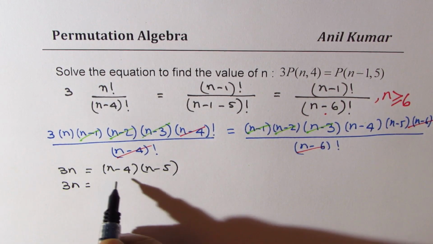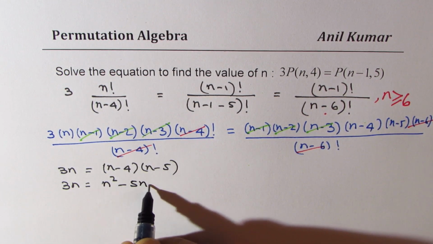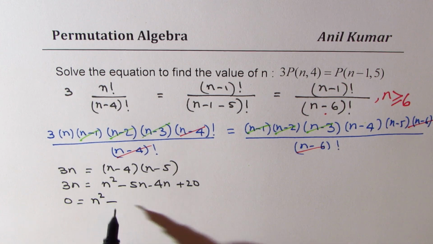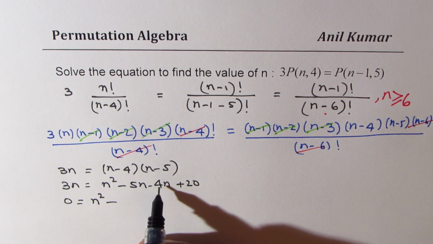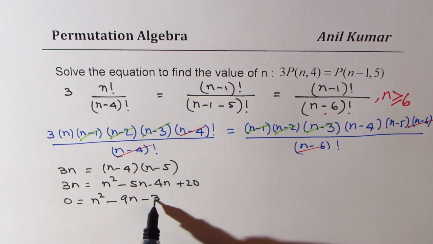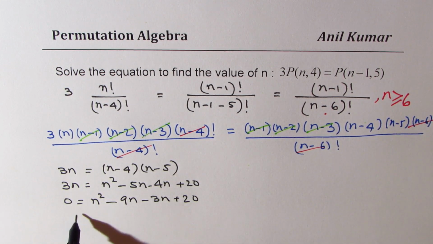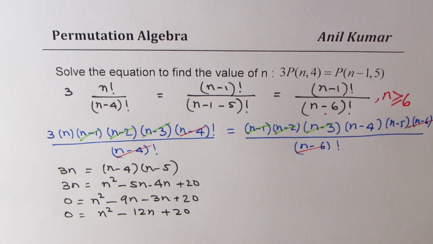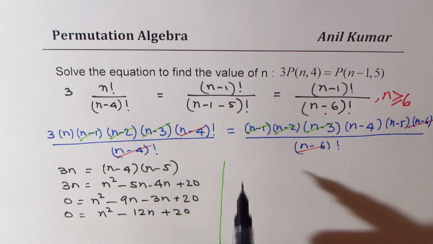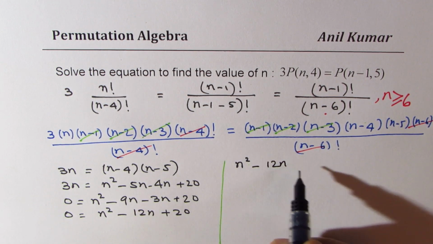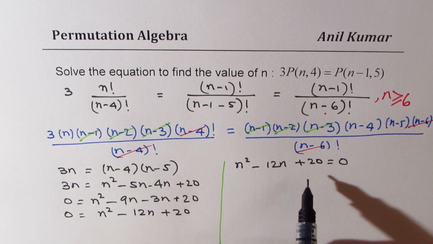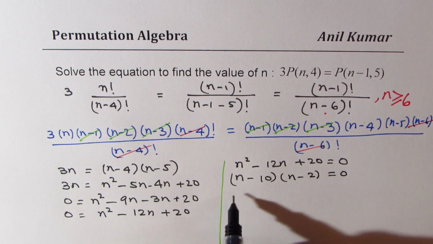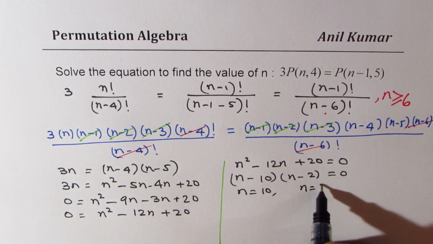So 3n equals n square minus 5n minus 4n plus 20. Taking 3n to the right side, we get n square minus, combining these two, 5 and 4 is 9, and also writing minus 3n, plus 20, we get 0 equals n square minus 12n plus 20, correct? So let's write down this quadratic equation and solve, which is n square minus 12n plus 20 equals 0. 10 times 2, right? So we get n minus 10 times n minus 2 equals 0. That means n equals 10 or n equals 2.